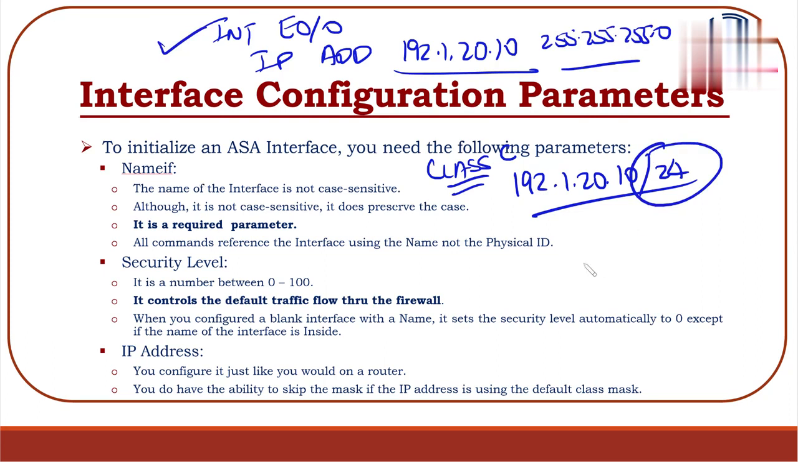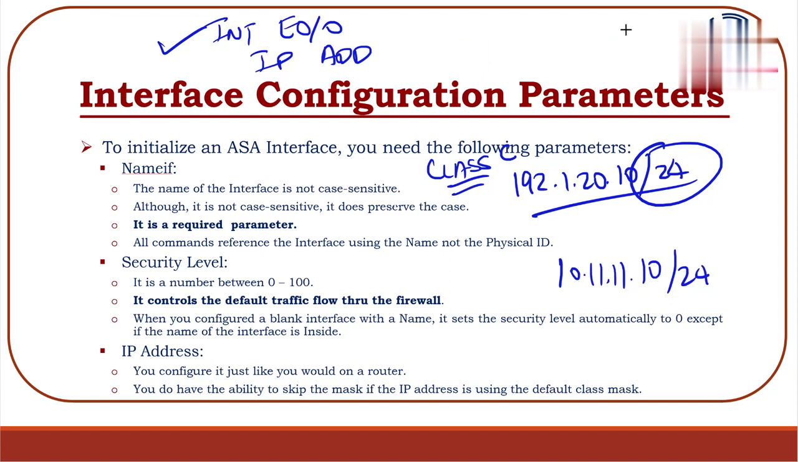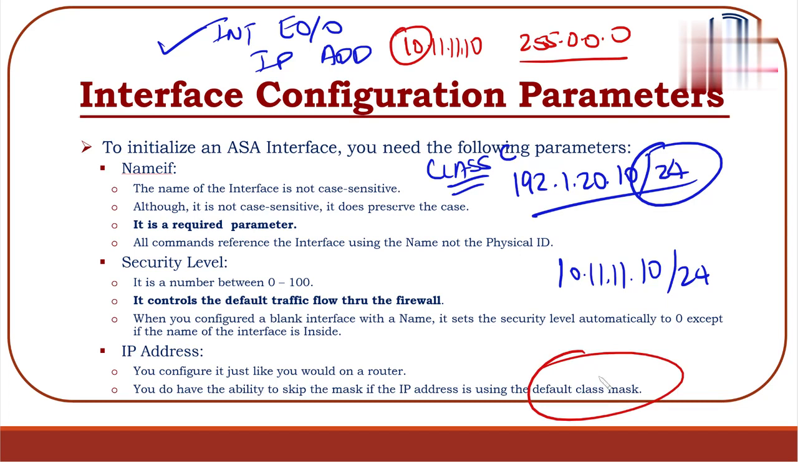But let's say you wanted to set 10.11.11.10/24. This one, I could not omit the mask, because if I put the IP address as 10.11.11.10 and I press enter, it'll take the command, but then when you go back into your running config, you'll see the mask as 255.0.0.0 because it's a class A network. It puts a class A default mask. So it depends on what class you're assigning the IP address to. It'll put the mask based on that.